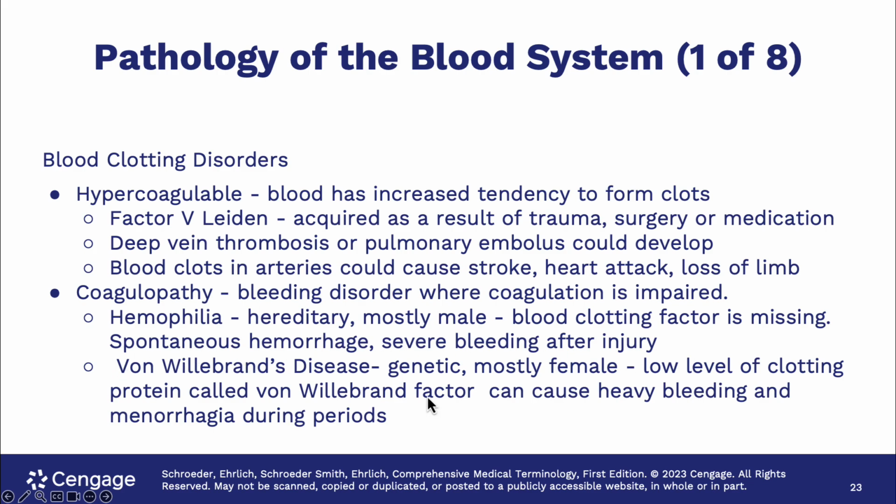Okay? And then von Willebrand's disease is a genetic disease that's mostly in females, and this is a low level of a clotting protein called von Willebrand factor. And this can cause really heavy bleeding during periods, which is obviously a very big concern.